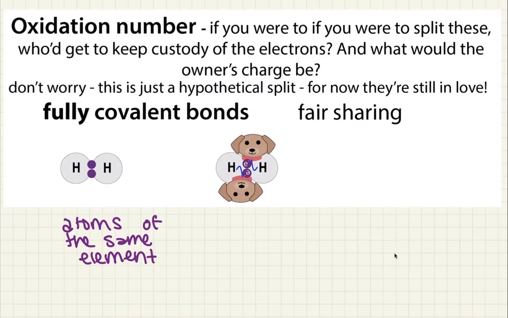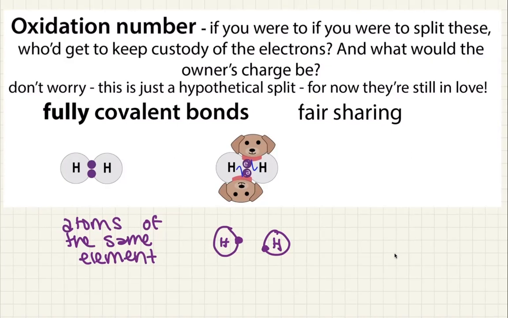So in order to determine the oxidation number, we're going to say, okay, if we split these, who would get to keep custody of the electrons, and what would the owner's charge be? Don't worry, this is just a hypothetical split. For now, they're still in love. But let's split them theoretically and think about where the electrons would end up. In each of these cases, we have hydrogens that have equal pulling power. So we have our two hydrogens, each with equal power, and each one ends up with a single electron in this hypothetical split. Remember, it's not a real split.